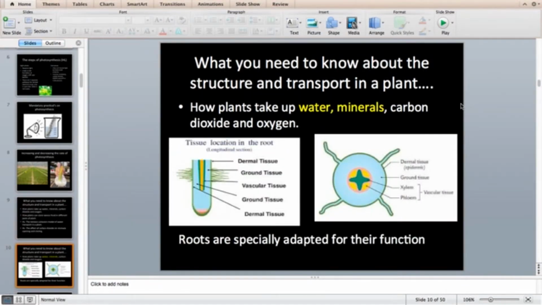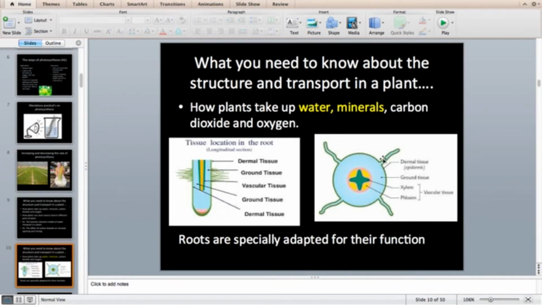So first of all, you need to know the structure of the root, because the root is what anchors the plant, and it's what allows the plant to take in water and minerals from the soil. The two diagrams you need to know are below there. So you've got your transverse section of a root here. That's when you cut across a root and look down into it. This is your longitudinal section of a root here, girls. Both of these diagrams need to be practiced and need to be known.